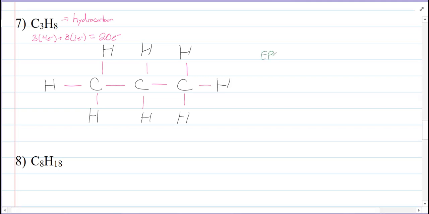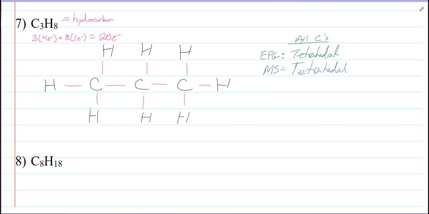Electron pair geometry for all the carbons will be tetrahedral. The shape, same thing. The hybridization is also sp3. Not polar. These are, by definition, not polar. And when they're all saturated, which means they're all single bonds, no double bonds, no lone pairs, there is no resonance. So sp3 carbons do not have resonance.